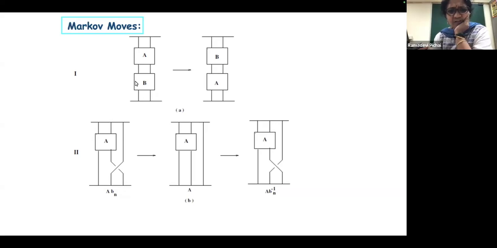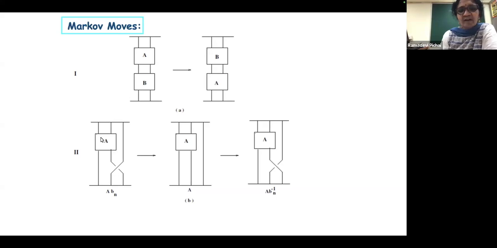So this is what we call a Markov move 1. As a braid word, B followed by A is different from A followed by B. But as a closure, I could have started from this line and gone to this line, or I could have started from this line and gone to this line. It doesn't really give me a new knot or a link. It gives you the same knot or link.